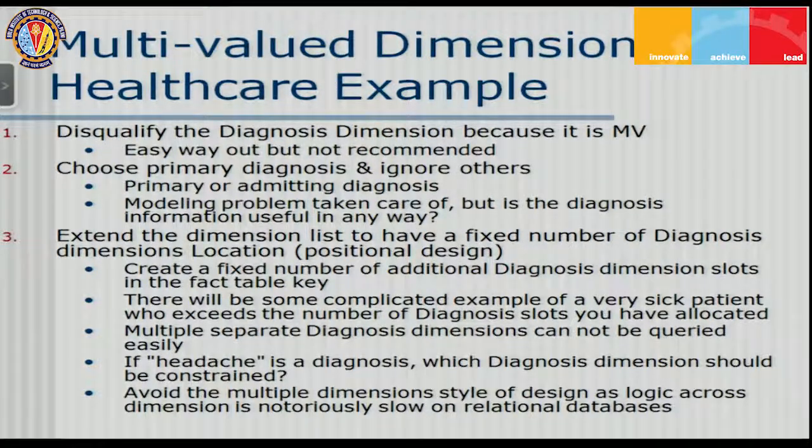So the first is that we disqualify the diagnosis dimension because it is multi-valued. So this is not recommended. Choose the primary diagnosis and ignore others, so you just have one value. Instead of multiple values, I don't treat it as multi-valued, but just take the most prominent diagnosis, or the primary diagnosis as we call it, and record only that. So only the primary or admitting diagnosis is recorded.